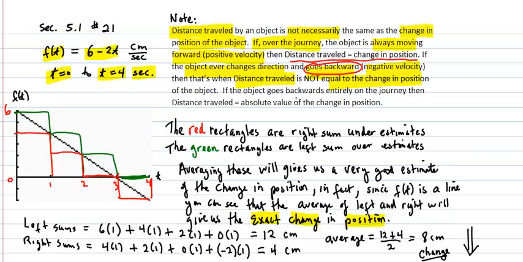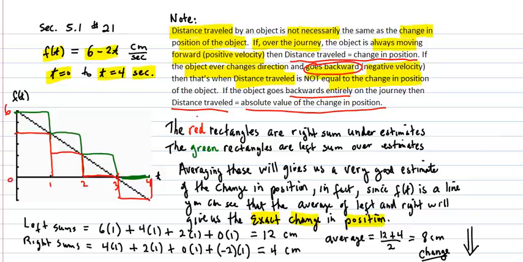If the object goes backwards entirely on the journey, then the distance traveled will equal the absolute value of the change in position, because the change in position will be negative, but it'll always be going one direction. So if you took the positive version of that change in position, that would be the distance, because distance is always positive. Okay, so what we're going to do to solve this problem is we're going to measure the change in position.